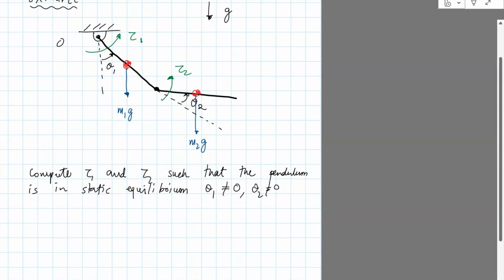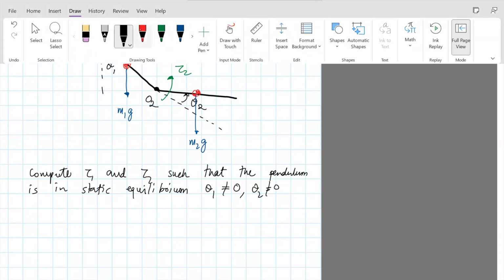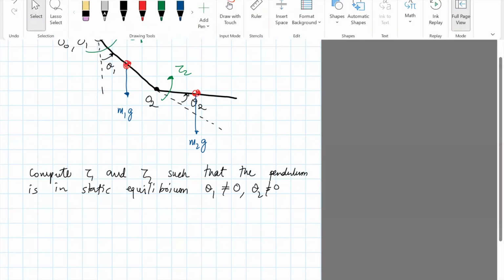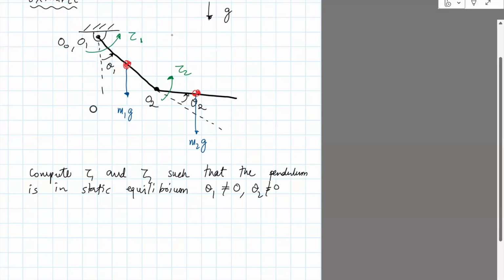It's also O0, O1, O2. I'm just naming them so because, if you recollect, I had put frames along these: x1, y1, x2, y2, then right here there's another one.